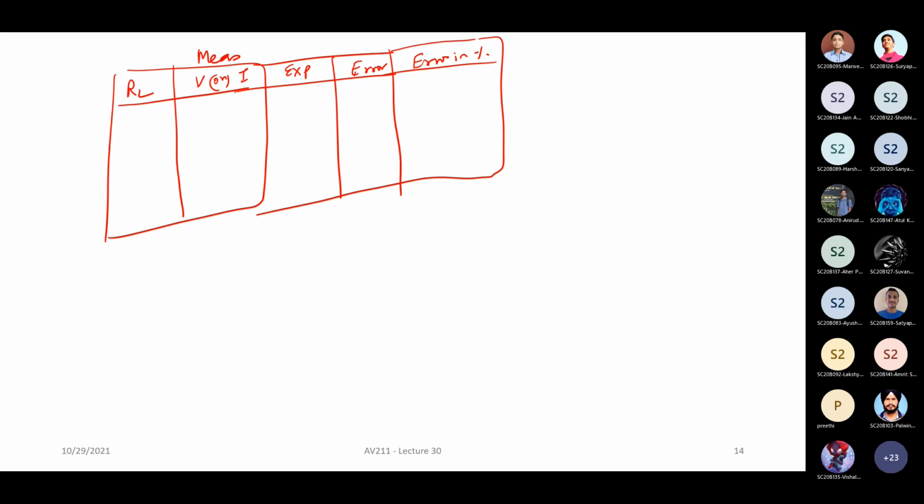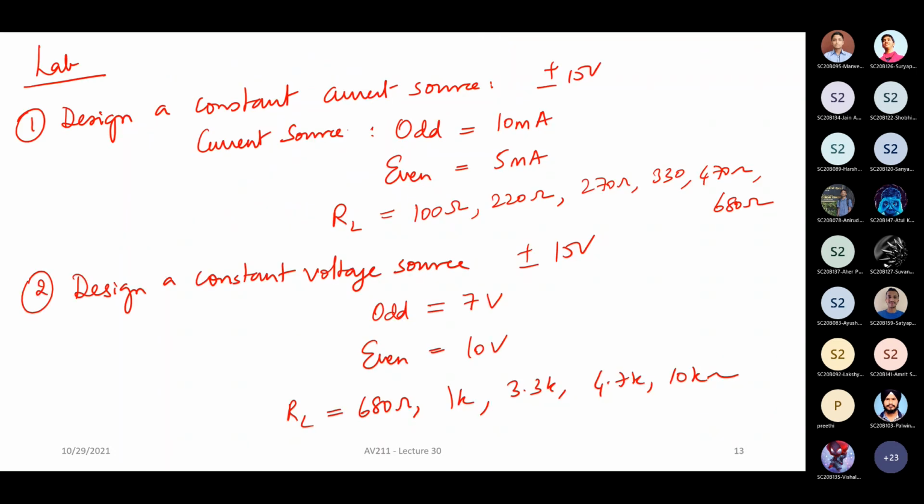I don't think it will take a very long time for you to do this. These are very simple circuits, right? And you can use the 741 op amp. So I hope all of you have taken down the details, right? Design a constant current source and a constant voltage source using the op amp based topology that we saw, and that should be good enough. Okay.